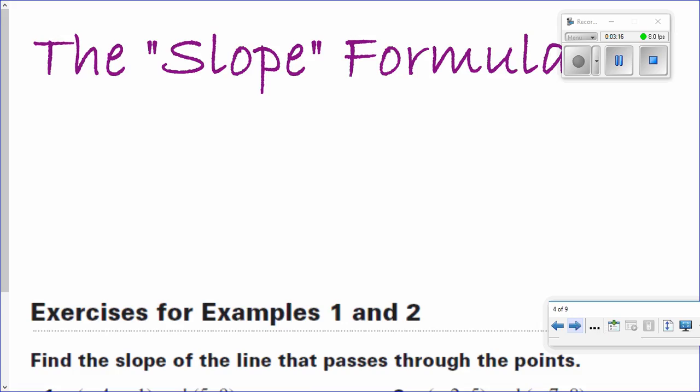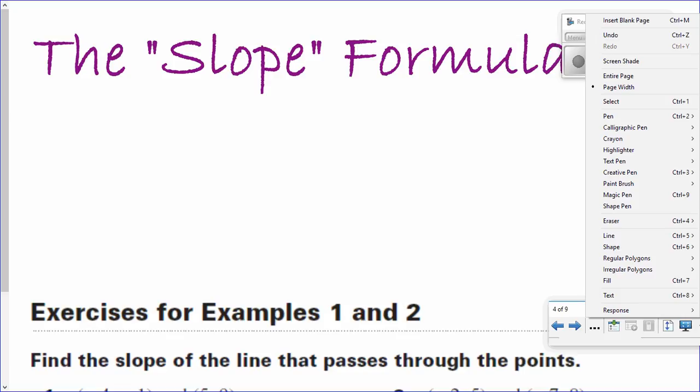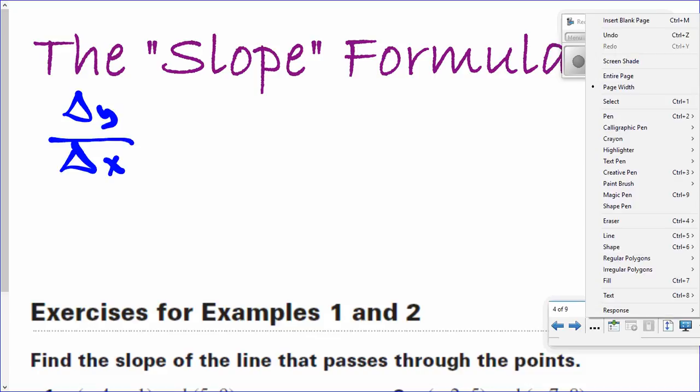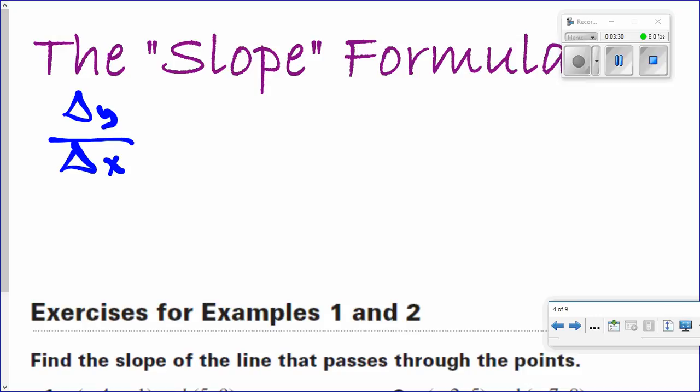If we go on to the next one, I want to introduce you to the slope formula. The slope formula is pretty simple. It is the change in y over the change in x. Now I'm going to make a little note down here about what this triangle right here is called. It's a symbol called delta, and it represents change.